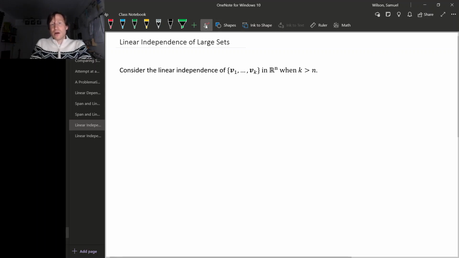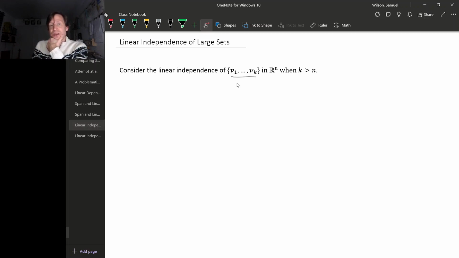Let's think about the linear independence of large sets. Suppose that we have k vectors, and they're all in Rn. And suppose that we have lots of vectors, so in fact, k is bigger than n. So what would it mean? What we're really asking here is, is it possible for these to be linearly independent?